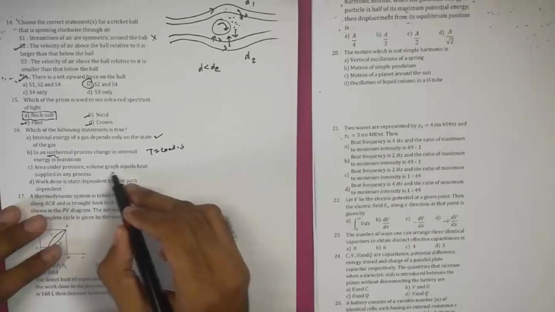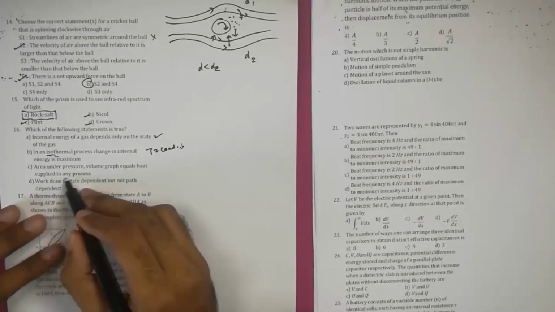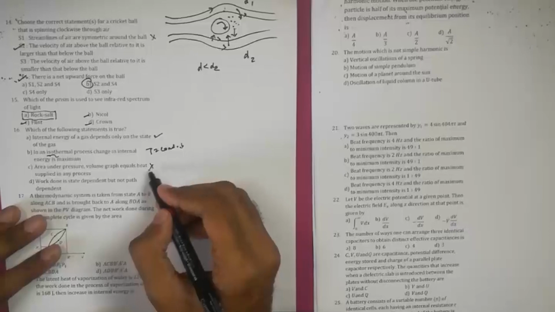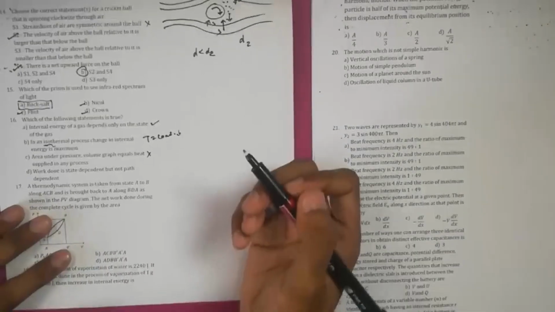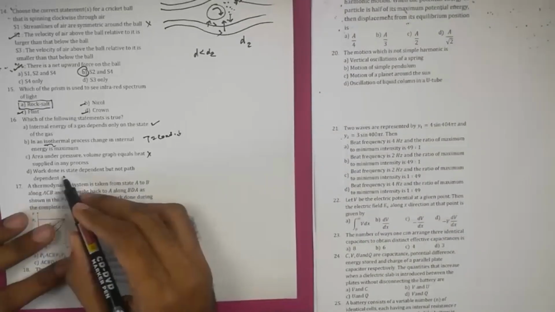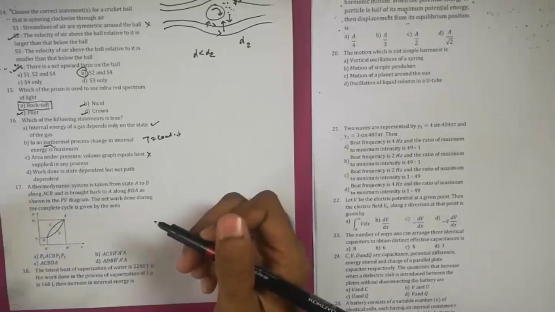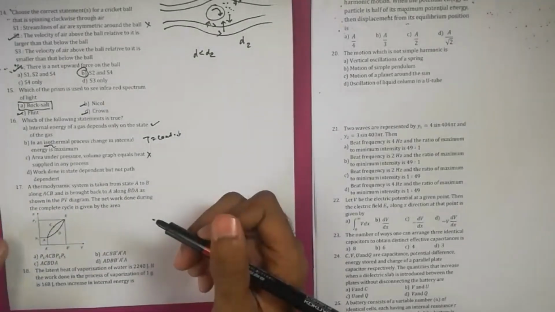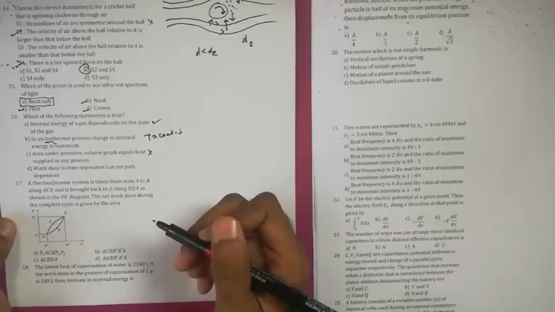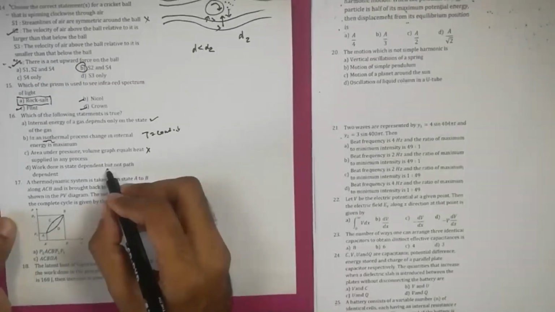Alright, work done is state dependent but not path dependent. Okay, it's not path dependent, but it is also not state independent. So the only true option is part A, where the total energy, the internal energy, depends only on the state of the system.